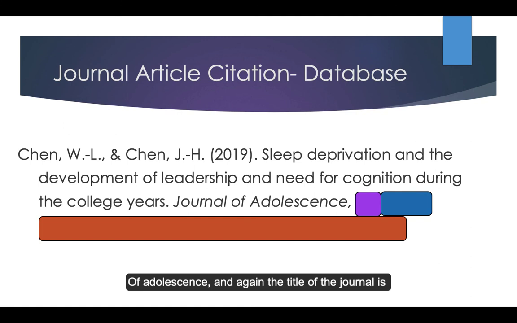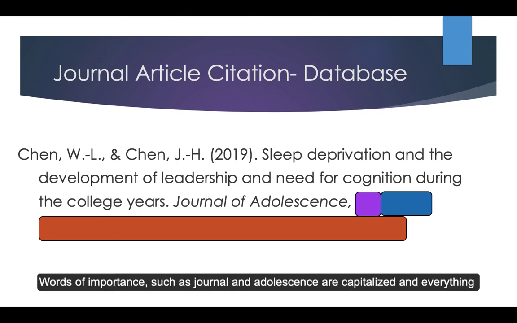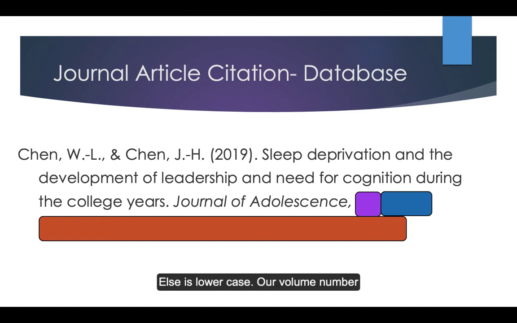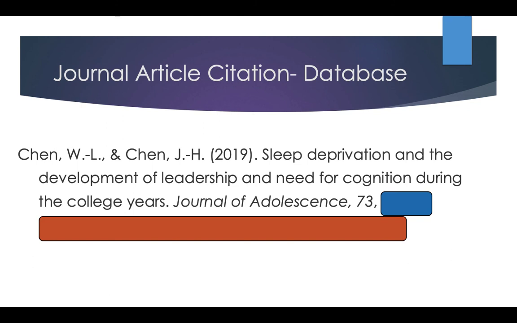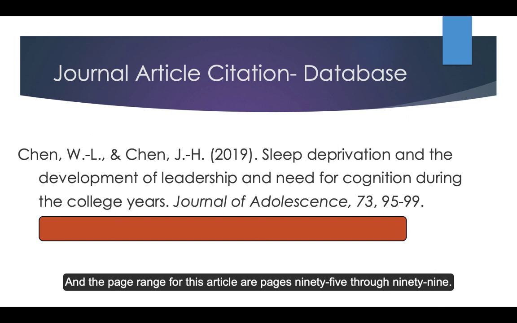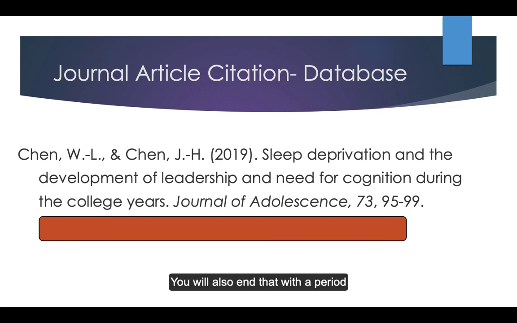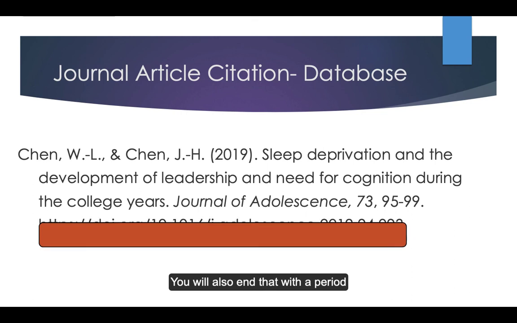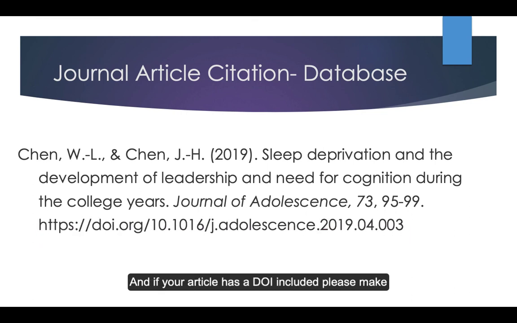Next, we have the Journal of Adolescence, and again, the title of the journal is italicized, and the main words, or the words of importance such as journal and adolescence, are capitalized, and everything else is lowercase. Our volume number is also italicized, and in this case it's volume 73. And the page range for this article are pages 95 through 99. Then you will also end that with a period. And if your article has a DOI included, please make sure to add it here the way it's listed here as an HTTPS link.